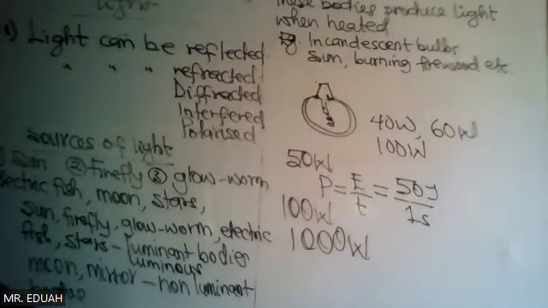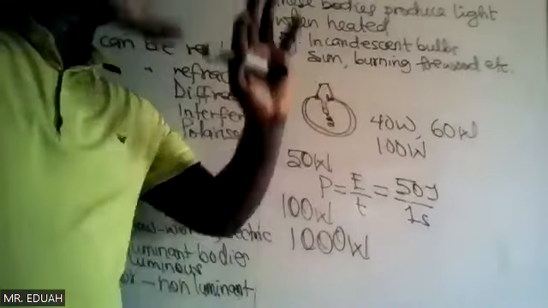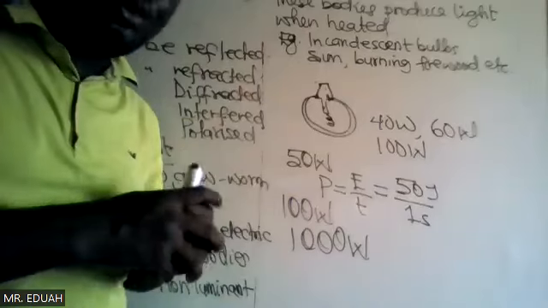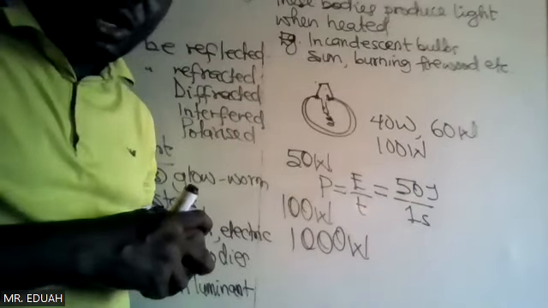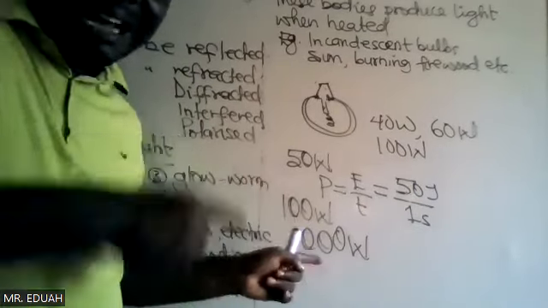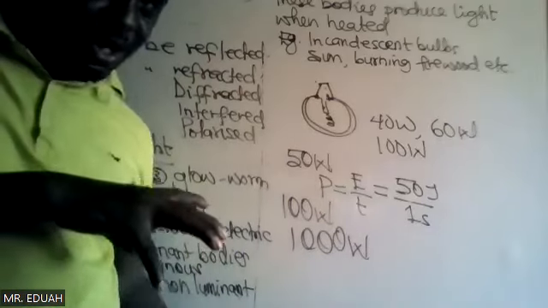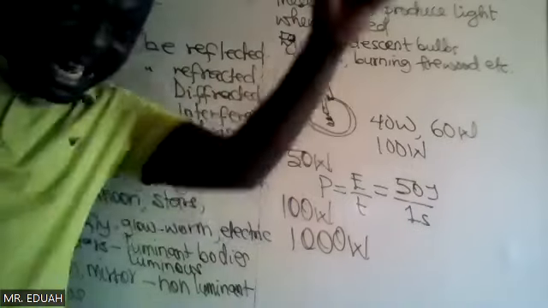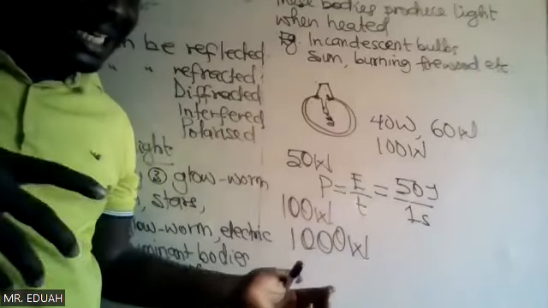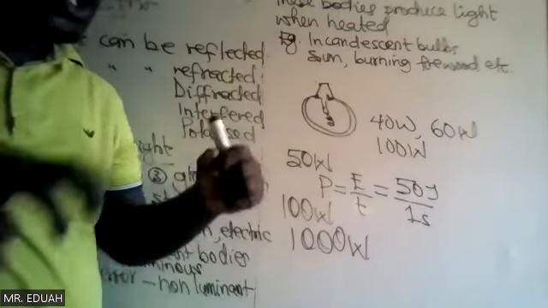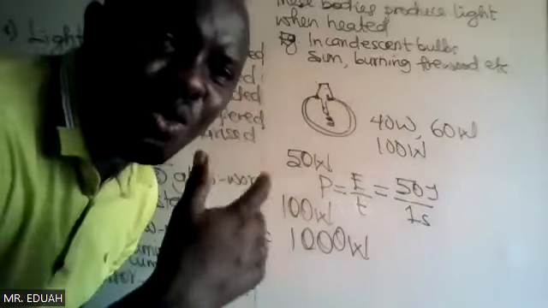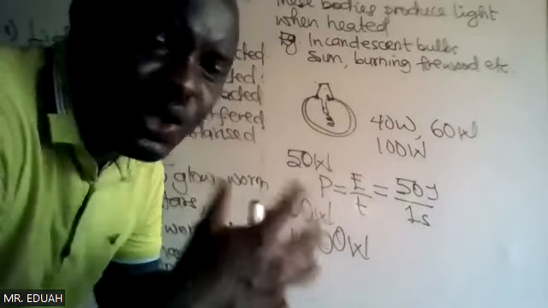No, the 1,000 watts will consume more electricity. It will consume more electrical energy within 1 second than the 100 watts bulb. But the 1,000 watts may also brighten up better than that. So usually the choice of the power rating depends on what you want to use it for.